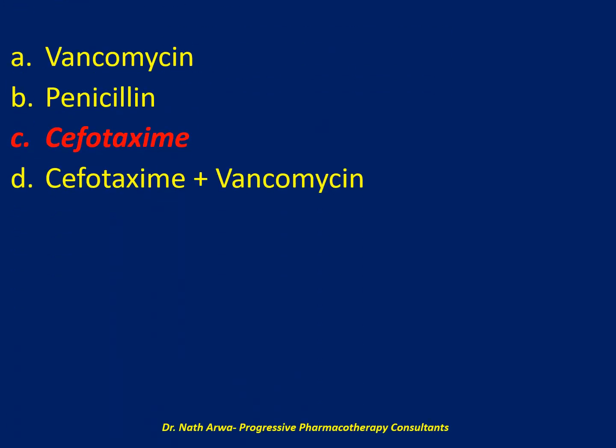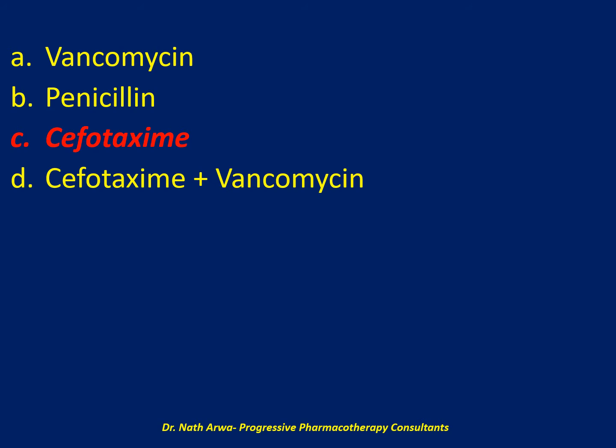So C, cefotaxime, is the correct answer. Now, the IDSA guidelines for bacterial meningitis state that a third-generation cephalosporin is the agent of choice for bacterial meningitis due to Streptococcus pneumoniae with a penicillin MIC of between 0.1 and 1 micrograms per ml. Remember, our patient here has an MIC of 0.5. It falls in that range.